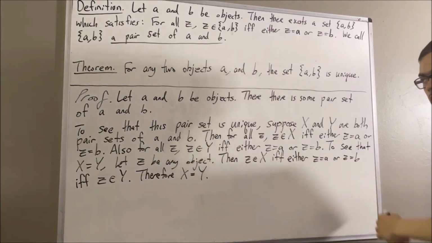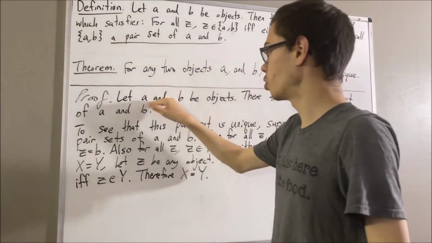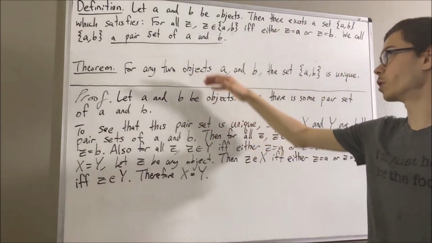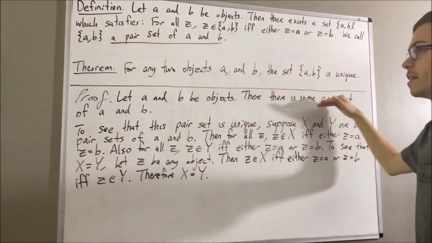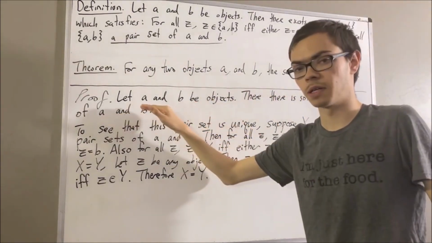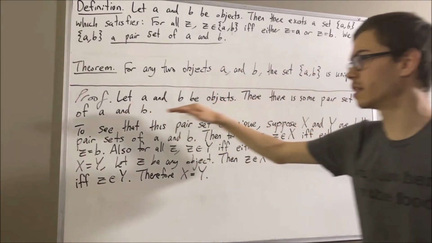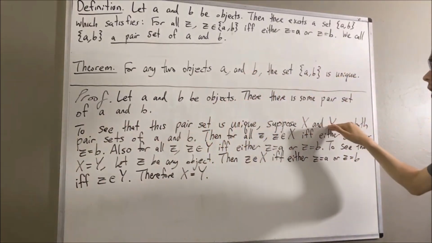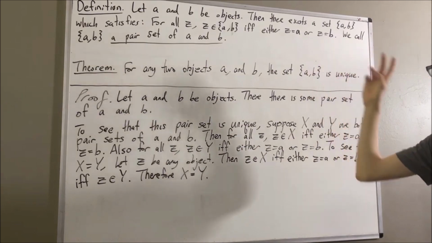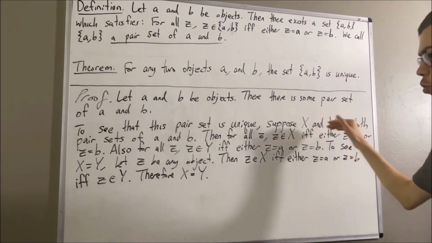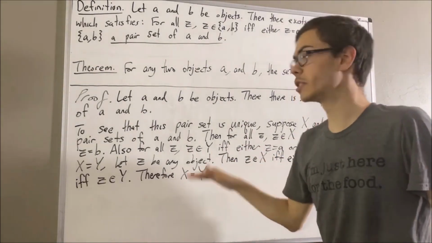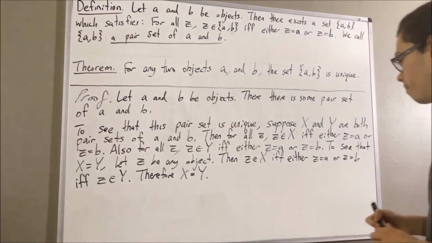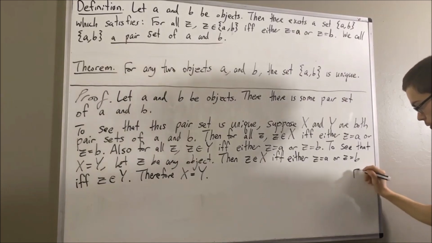So putting this together, we started out by giving ourselves two objects, A and B. And from there, well, we know from our definition that there is a pair set of A and B. How do we know that this pair set is the only pair set of A and B? Well, we suppose that X and Y are any two pair sets of A and B. From there, we prove that they have to be equal. And so that proves that this pair set is unique. And so yeah, this completes the proof.